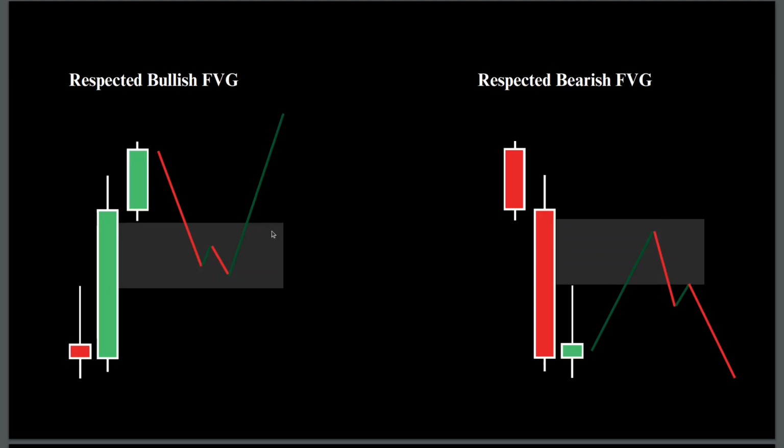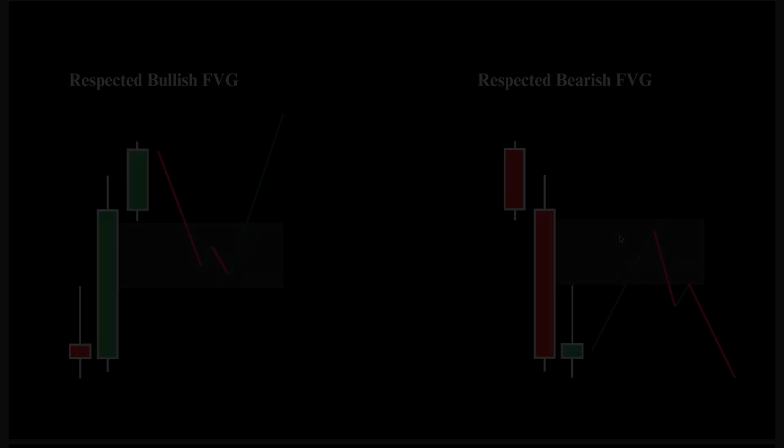So when price came here, it moved down. We have price mitigate this fair value gap and continue in the same direction. We can practically say that this is a respected bullish fair value gap. The same thing applies in the bearish scenario. Price is bearish, our order flow is bearish. We have a fair value gap being created. Price returns, mitigates that fair value gap, and we have price push down. We can say that this bearish fair value gap has been respected.